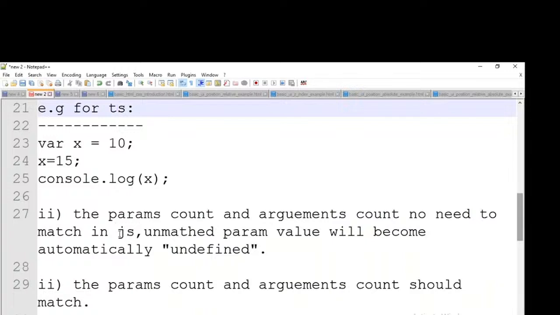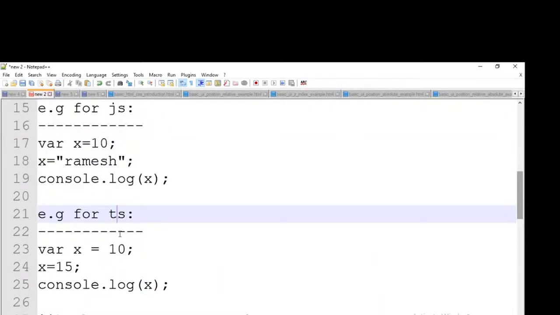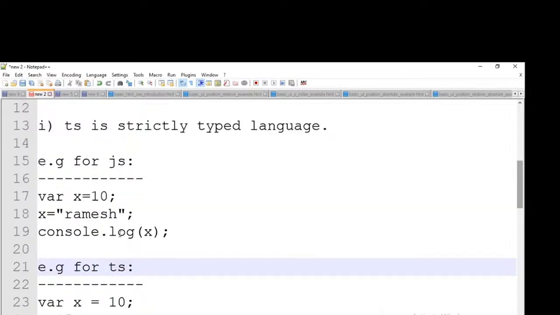There are other differences also, but we have only 5 minutes of time. We cannot discuss that much clearly. So in tomorrow's class, I will discuss all three differences one more time.